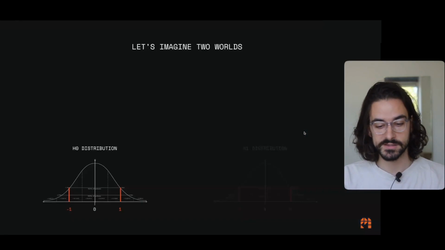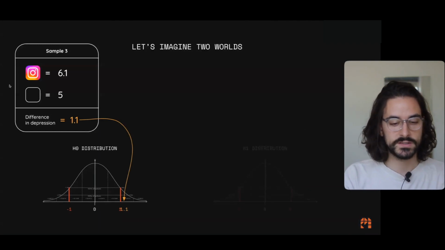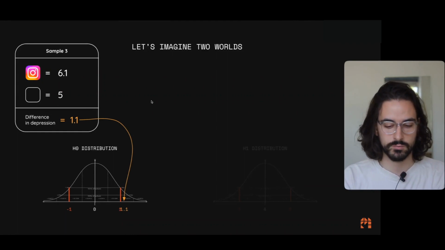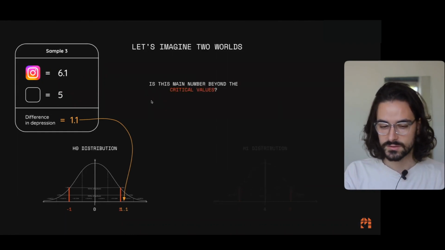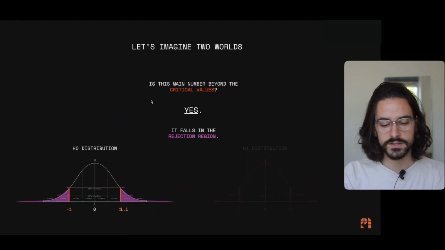Okay, let's talk about errors now. So let's imagine these two worlds. We have H0, and now let's work with a third situation. Let's work a scenario in which the numbers here are 6.1 and 5. So the difference in depression is 1.1. So it's very close to the border. Is the mean number beyond the critical values? Yes, it is. It falls in the rejection region.